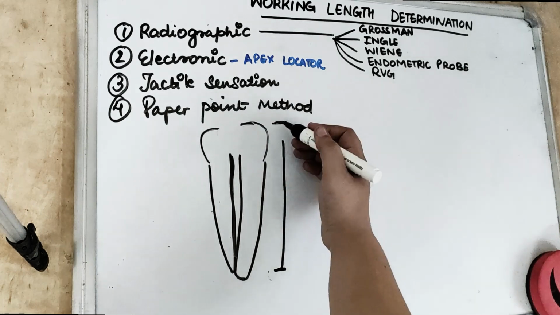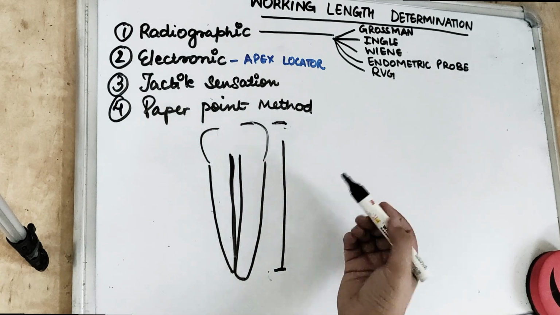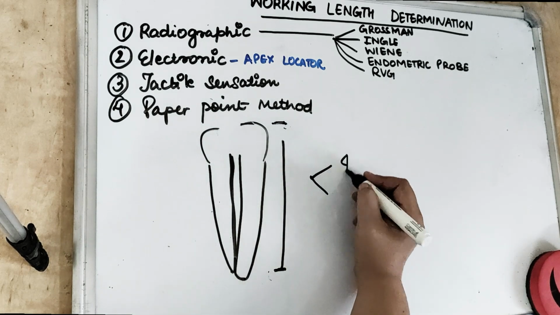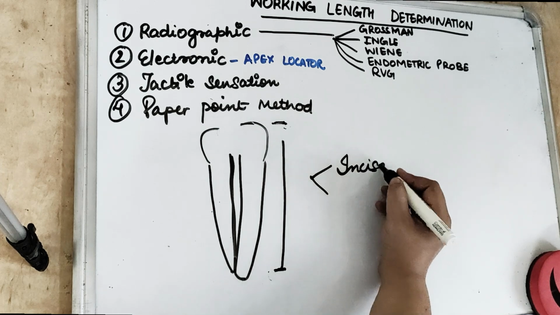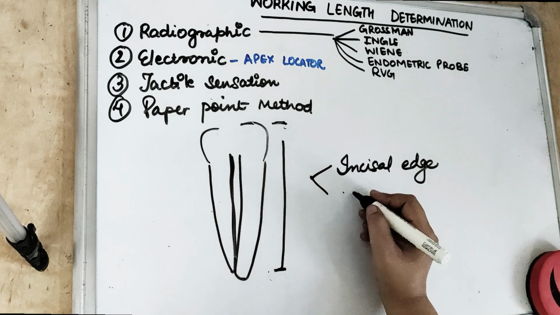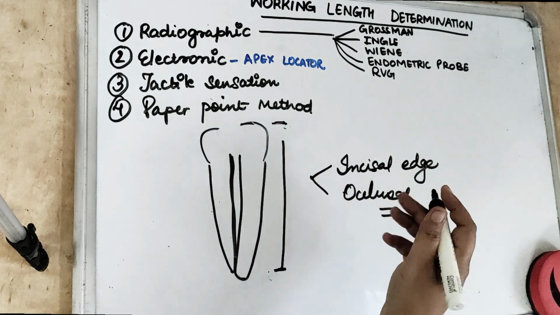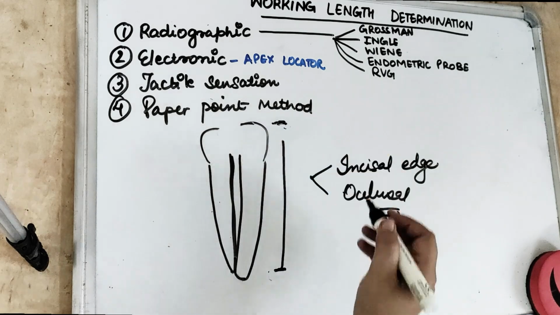So it is the distance from some coronal reference point. It can be incisal or occlusal. So incisal reference point, incisal edges we take for anterior teeth, and for posterior teeth we basically take the occlusal surfaces. So this is the distance from some coronal reference point.